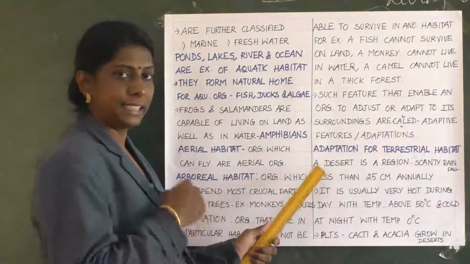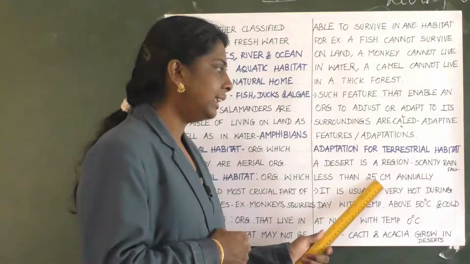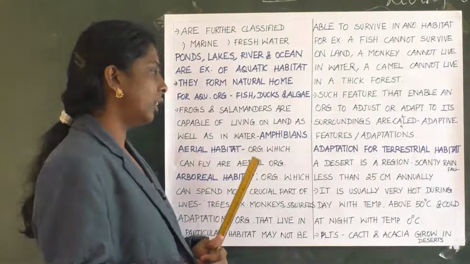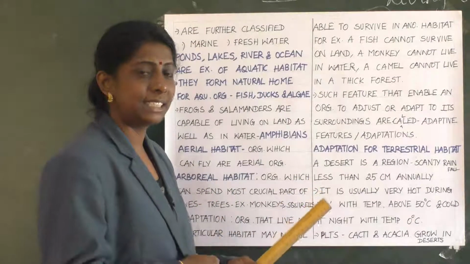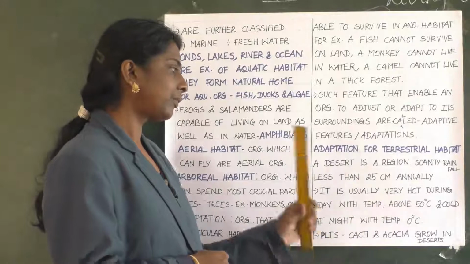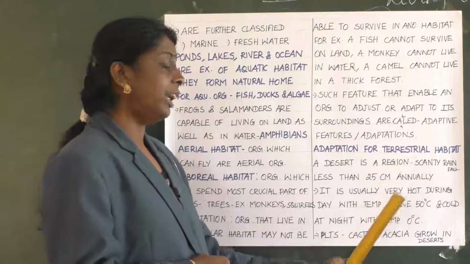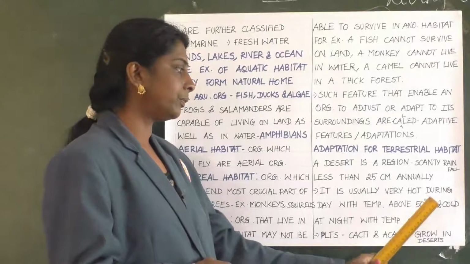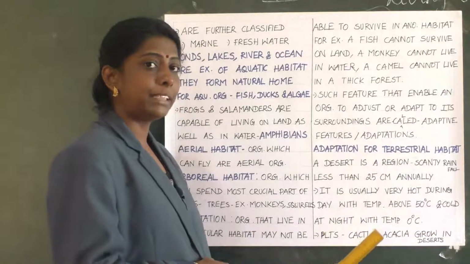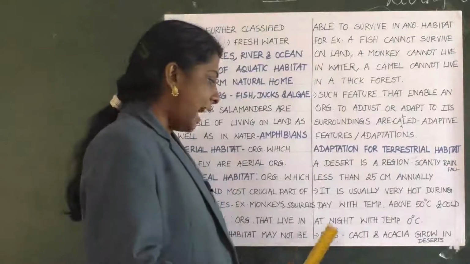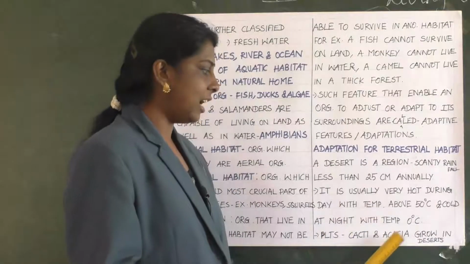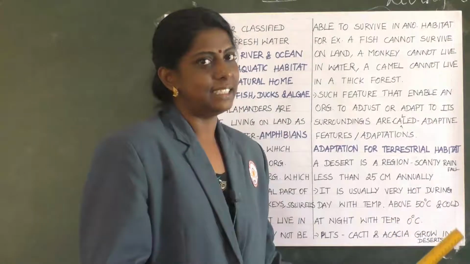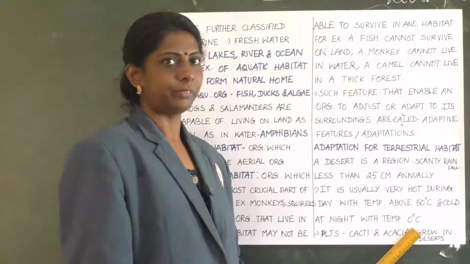First, about desert. A desert is a region with scanty rainfall, less than 25 centimeter annually. It is usually very hot during the day with temperature above 50 degrees centigrade and cold at night with temperature at 0 degree centigrade. Plants like cacti and acacia grow in deserts. Clear, children?